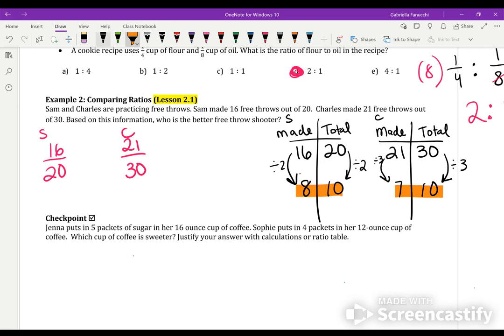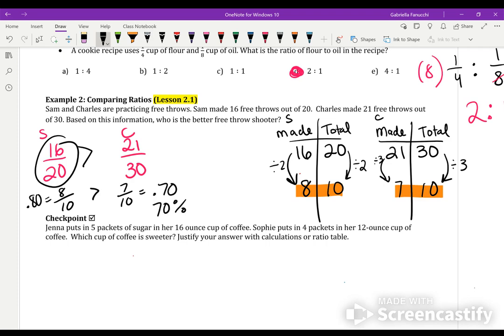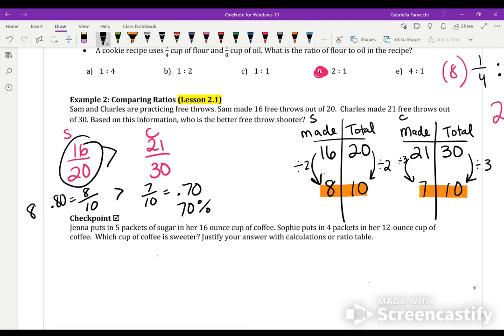So Sam is the better free throw shooter. And so if we know this is 8 to 10, and we know this is 7 to 10, we can see that that's greater. This will be written as 0.80 as a decimal. This would be 0.70. So based on these shots, he's making 70% of his shots, and he is making 80% of his shots. Okay, so we went from a fraction to a decimal to a percent. Okay, so Sam is the better shooter, to answer that.